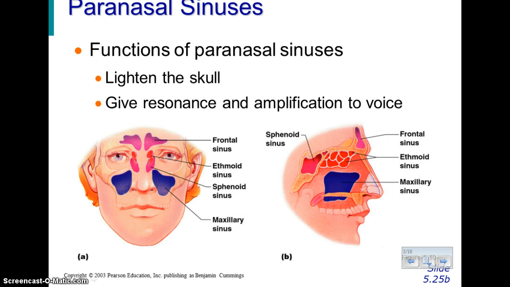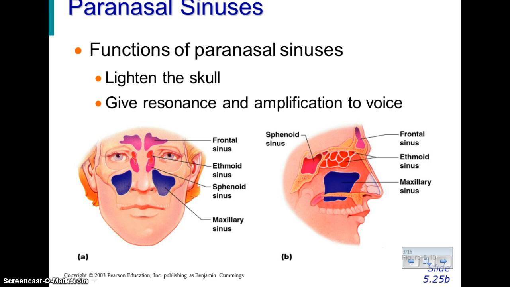There's a couple functions to these. First of all, they lighten the skull. By having spaces in the bone that are filled with air rather than bone tissue, the skull weighs less. Secondly, this has some effect on the quality of your voice. It allows the sound wave to sort of resonate and amplify as you speak.